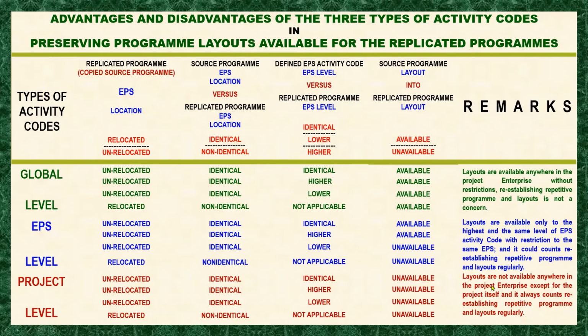Now, in project level, layouts are not available anywhere in the project enterprise except for the project itself. And it always counts on reestablishing a repetitive program and layouts regularly. So that means when you copy anywhere in the EPS location, the layout is not available, meaning you have to reestablish your layout again if you want it the same as the layout of the source program. Okay.